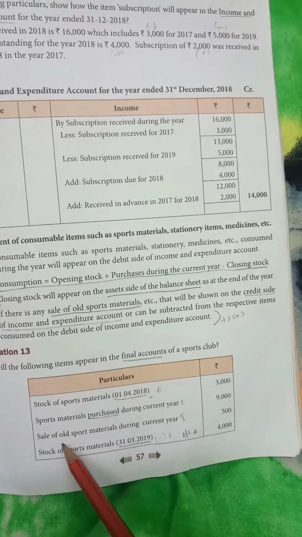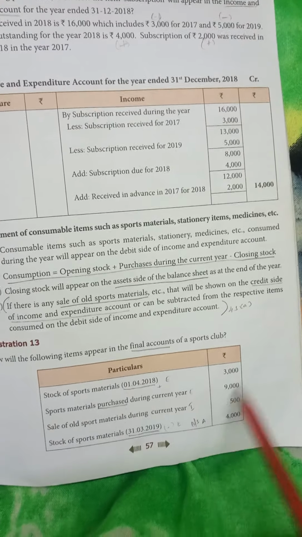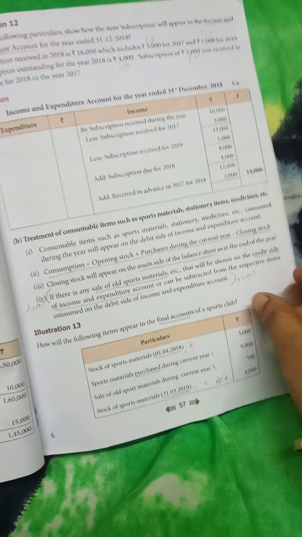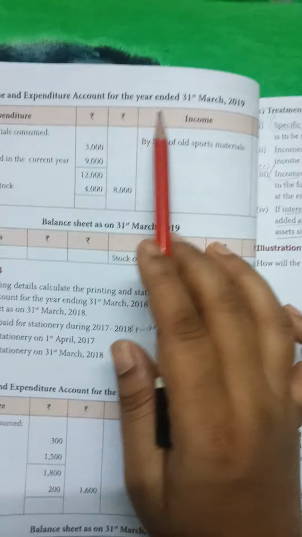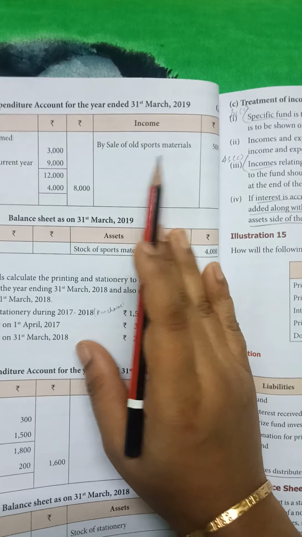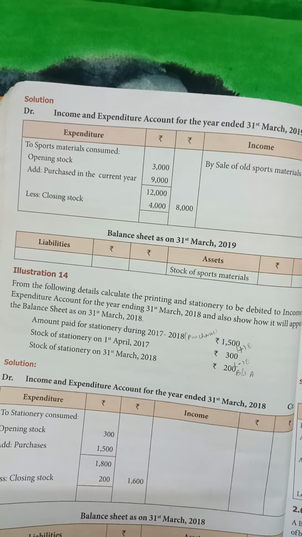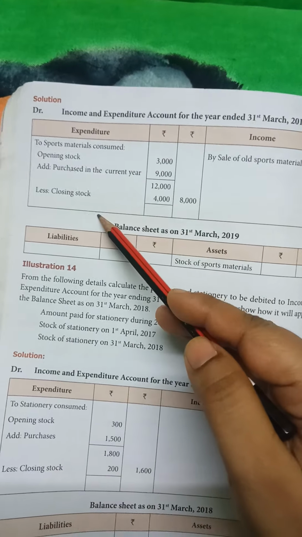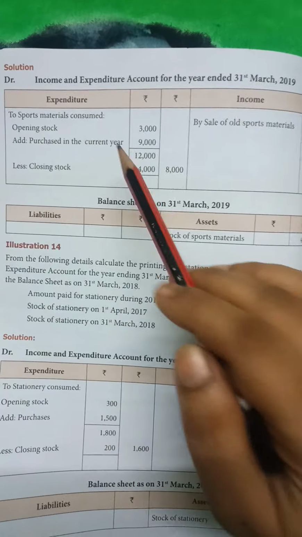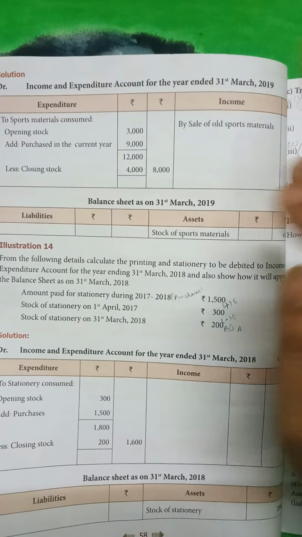Also we have another item, sale of old sports materials during the current year of 500. Either this can be shown on the credit side of your income and expenditure account as by sale of old sports materials rupees 500, or it can even be subtracted from this value. But it is always better to show it on the income side. So follow this.